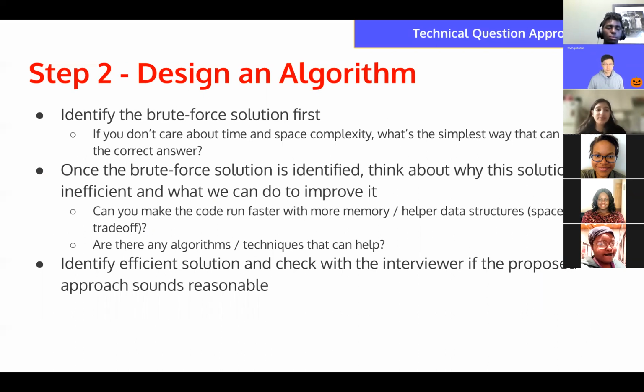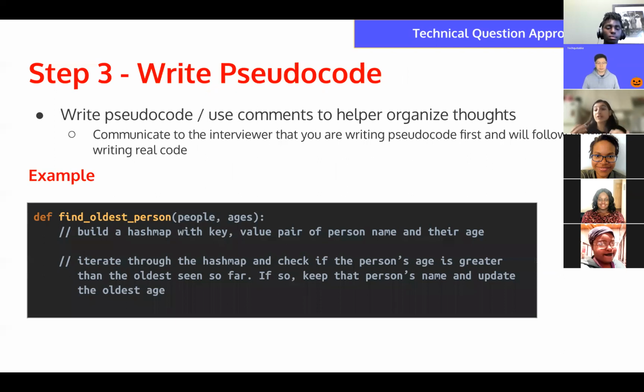So for step 3, you're going to want to start writing pseudocode. And this is often very helpful because sometimes maybe you've talked out the solution, maybe you don't have a lot of notes, you just have this concept of your brute force algorithm in your head, and you want to translate it to code. The pseudocode or the comments really help to organize your thoughts and can help bridge that gap between ideas, concepts, words, and actual code.